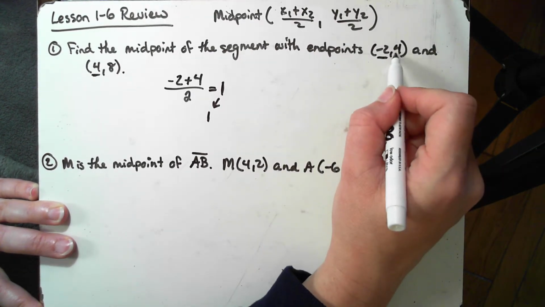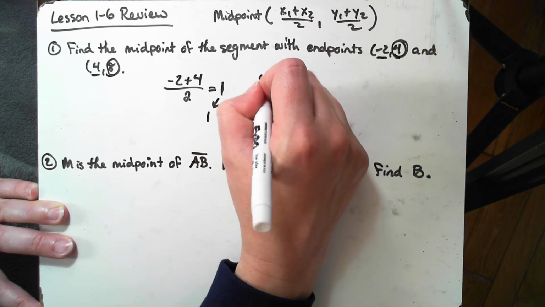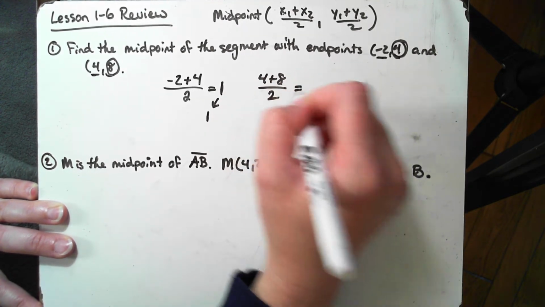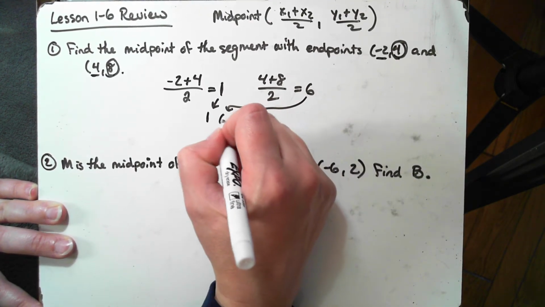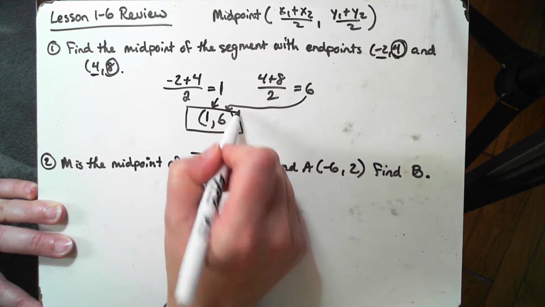Now, I have a y value here of 4 and a y value here of 8, so I'm going to add them, 4 plus 8, and then divide by 2. This is 12 divided by 2, which is 6. So I'm going to take that 6 and write it down here, and this is my midpoint, the point 1,6. That's my answer.